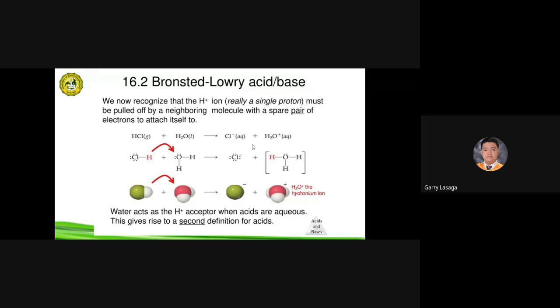So this is another illustration of our acid-base reaction according to the Bronsted-Lowry acid and base. In this example, the water will act as a hydrogen acceptor when acids are aqueous, and this gives rise to a second definition for acids. Here we have our water, and it will form the hydronium ion, and the conjugate base of our acid.